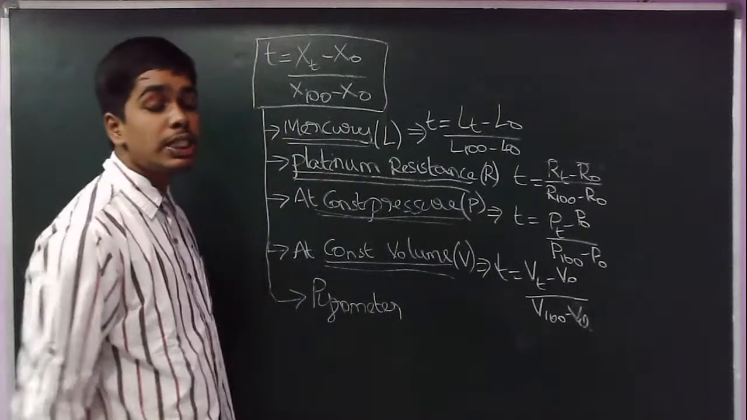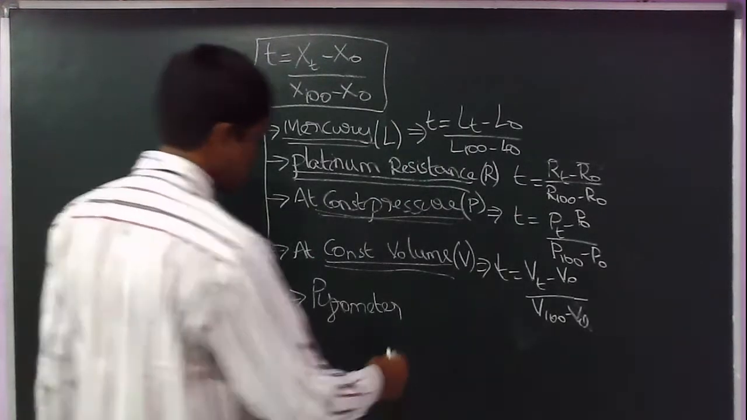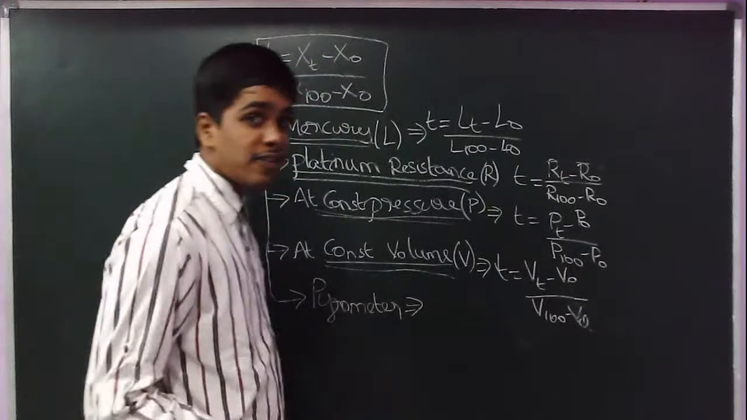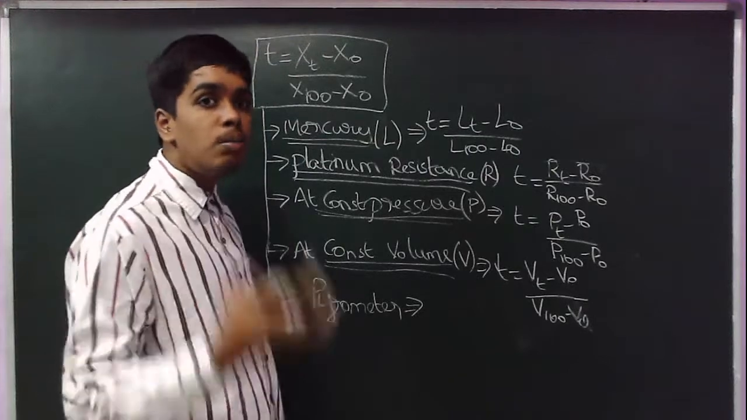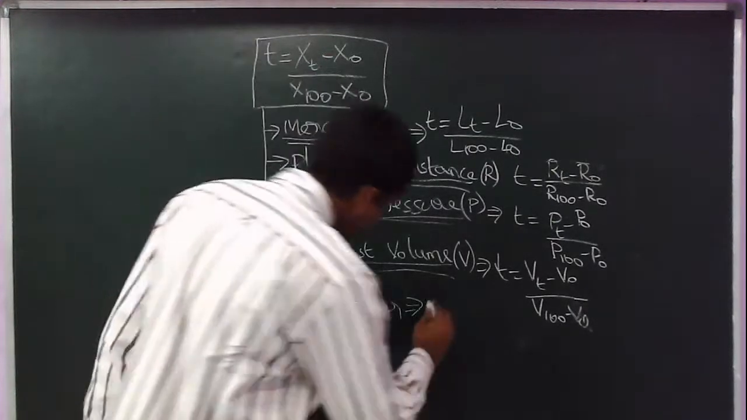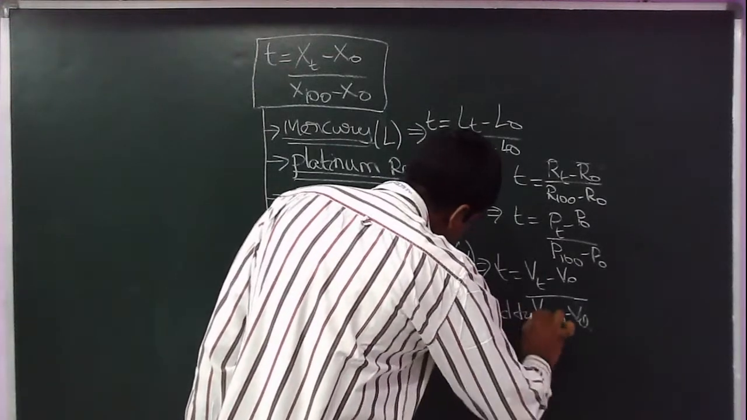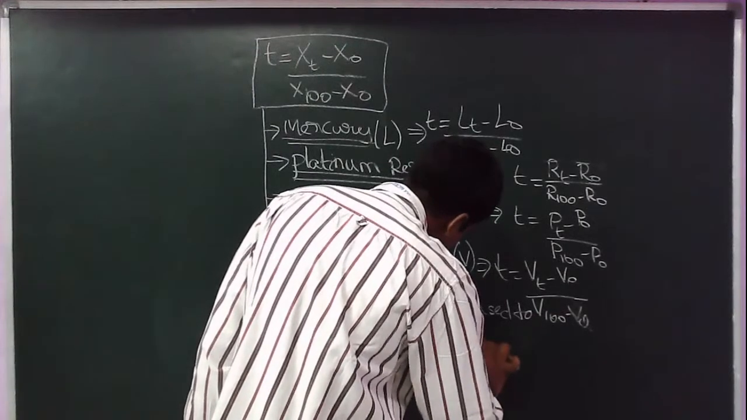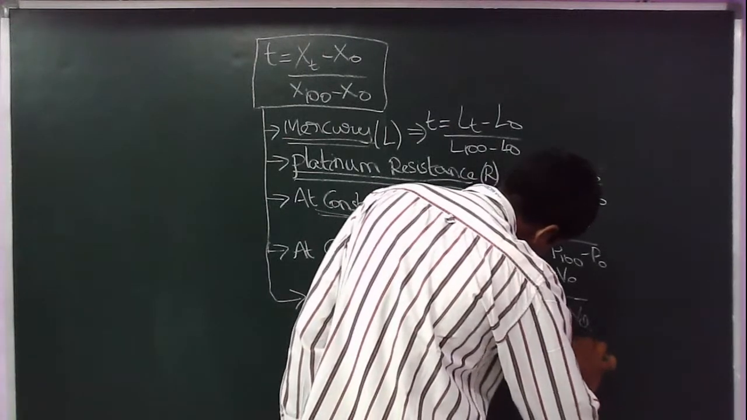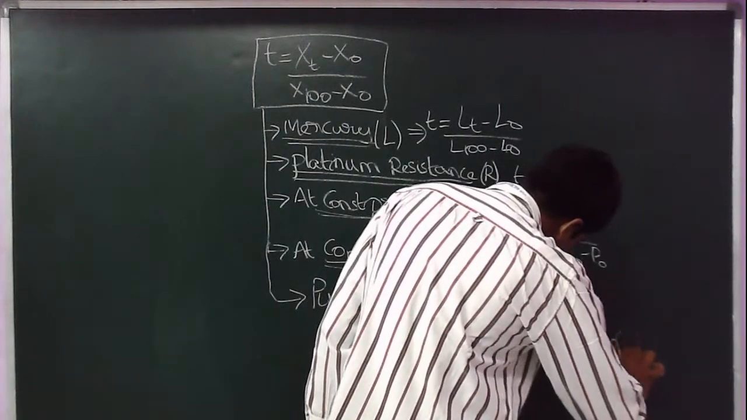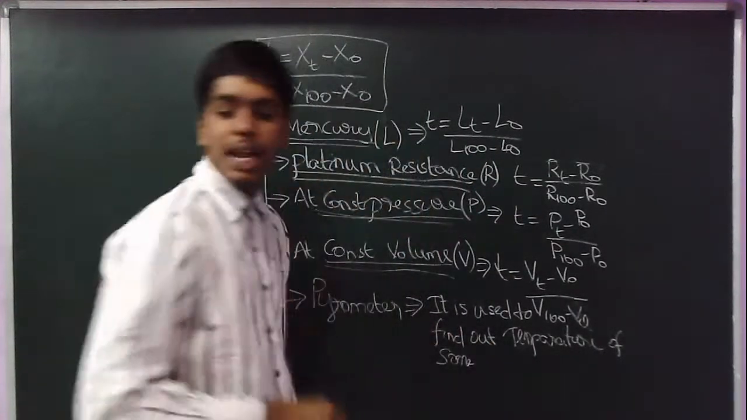So the pyrometer is used to determine the temperature of very high degrees, for calculating the temperatures of bodies like the sun, moon, or celestial bodies. It is used to find out the temperature of some celestial objects.